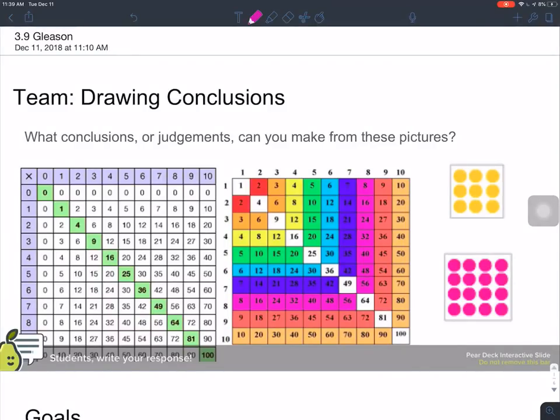Please look at the picture. Discuss with the people around you, what could all of these have in common? What conclusions or judgments can you make about these pictures?